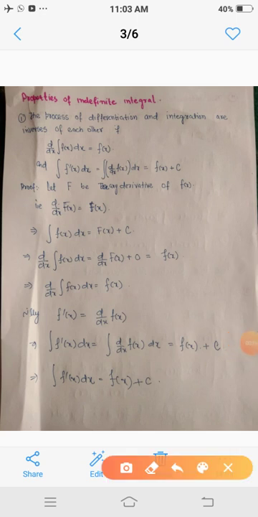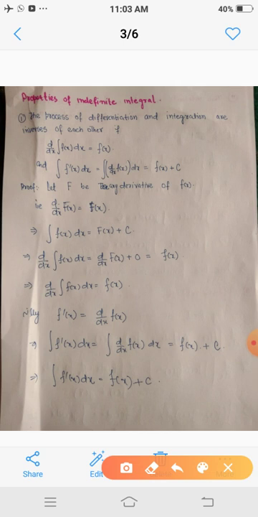Dear students, today we are going to discuss the properties of indefinite integral. From the previous two video lectures, we have been discussing the indefinite integral, how to find the indefinite integral by using the definition of this indefinite integral.